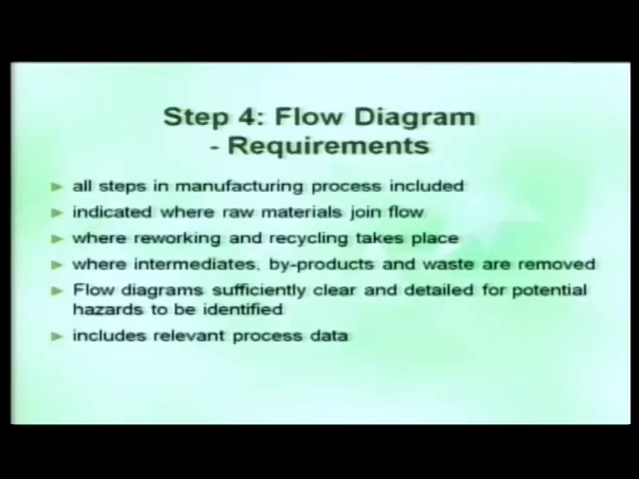This is also a very important step because based on this use, you will do a hazard analysis in the principal step 1. The next step is the development of the process flow diagram. The process flow diagram should contain all the steps of the manufacturing process, indicating where raw materials join the flow, where reworking and recycling take place, and where intermediates, byproducts and wastes are removed. Flow diagrams should be sufficiently clear and detailed for potential hazards to be identified, and should include relevant process data.